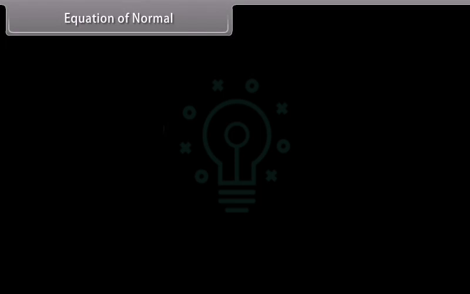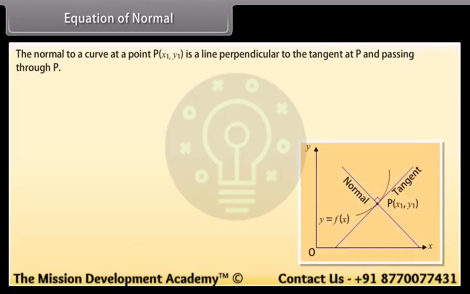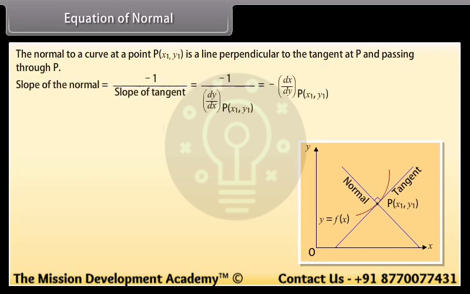Equation of normal. The normal to a curve at a point P(x1, y1) is a line perpendicular to the tangent at P and passing through P. Slope of the normal is equal to minus 1 by slope of tangent, which is equal to minus 1 by dy by dx at point P(x1, y1), which is equal to minus dx by dy at point P(x1, y1).